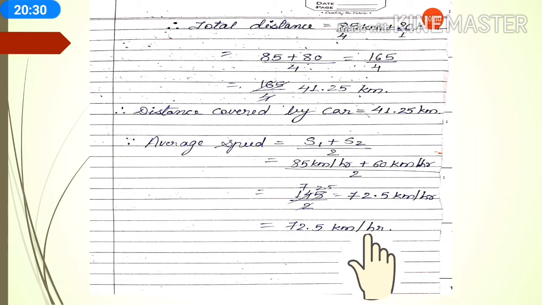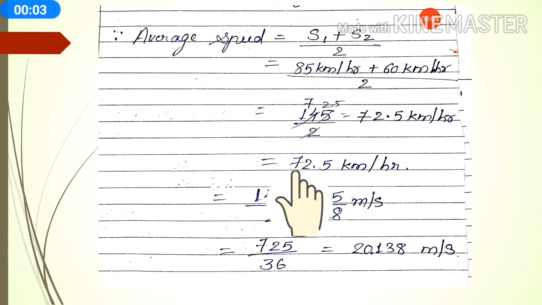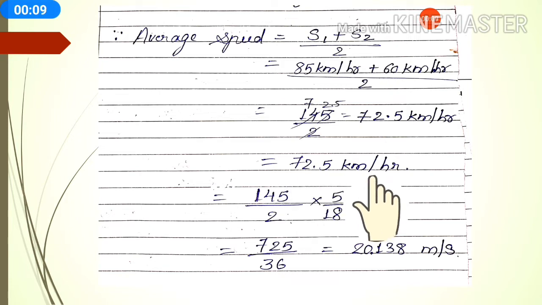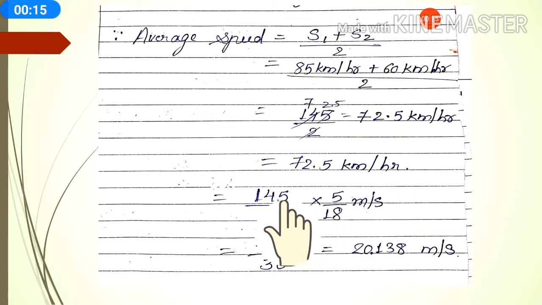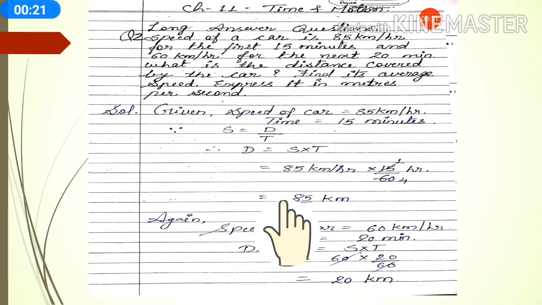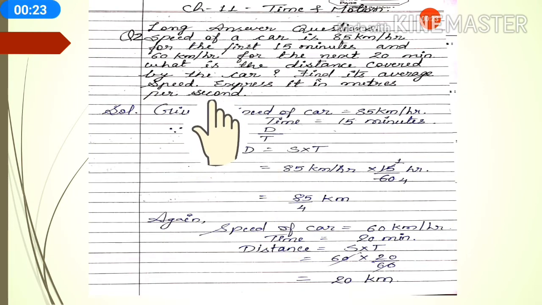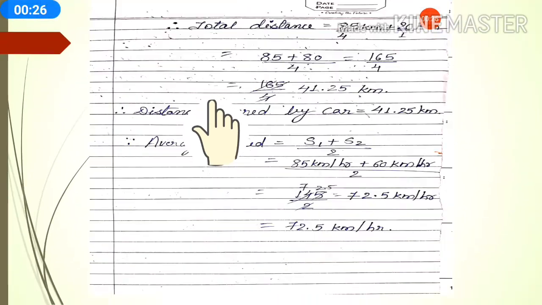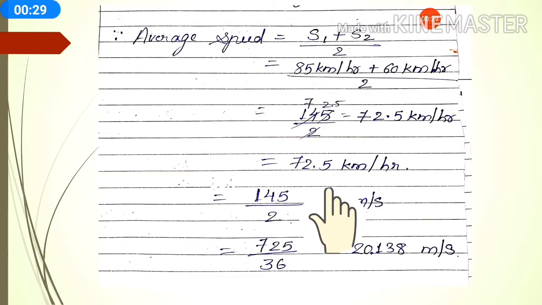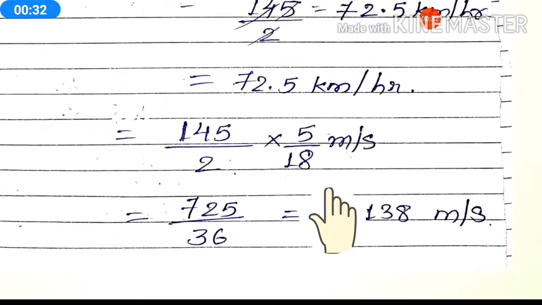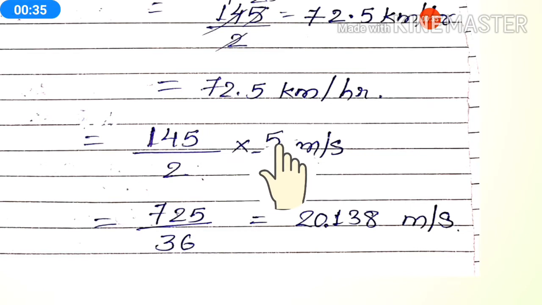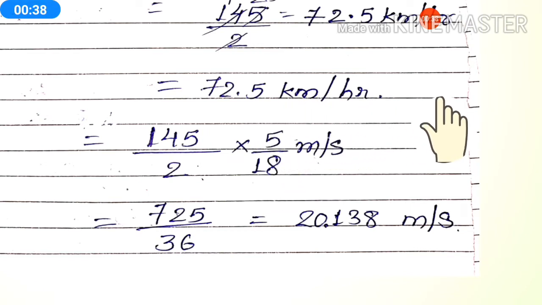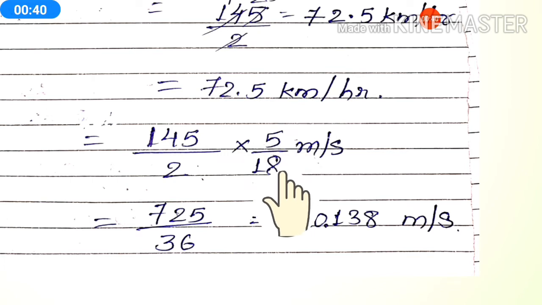So for meter per second, here we got the speed as 72.5 kilometer per hour, but that speed is in kilometer per hour, and we have to find it in meter per second as it is asked in the question. As it is asked in the question, express it in meter per second. So we will find it in meter per second. So children, when kilometer per hour has to be converted into meter per second, there is a factor 5 by 18.